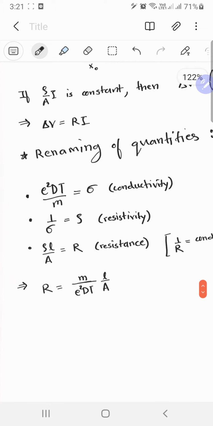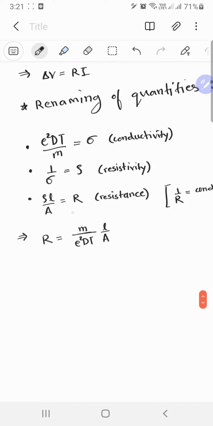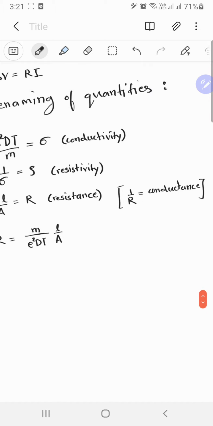Cool. So here's all the renaming of quantities that we have done. Small e squared capital D upon m, that is sigma, which is the conductivity. 1 upon sigma is the resistivity. Then the resistivity times length upon area, that's the resistance. This formula is also well known. And 1 upon the resistance is the conductance.